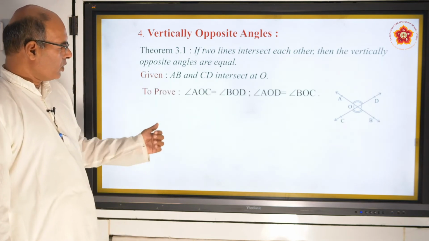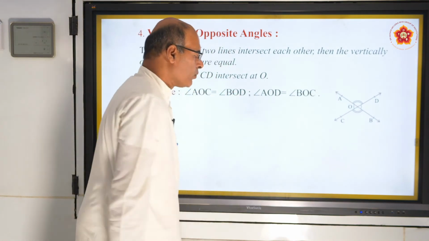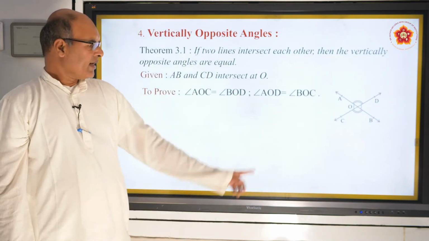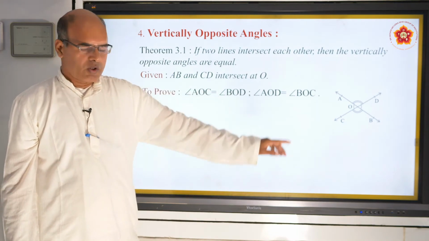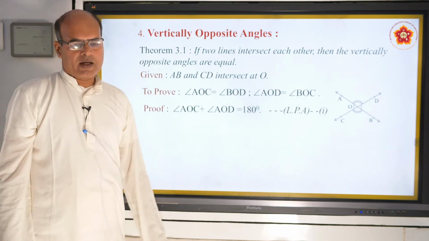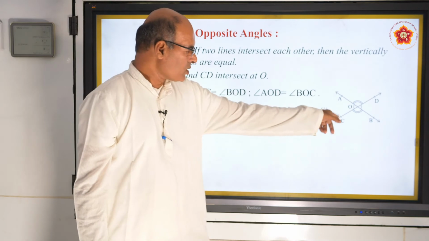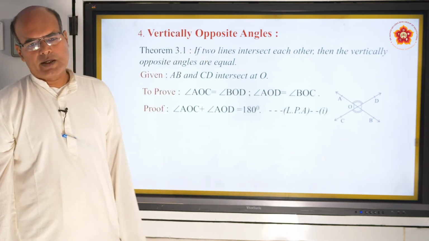To prove, we have to prove that angle AOC is equal to angle BOD, vertically opposite angles. Angle AOC is equal to angle BOD, one pair of vertically opposite angles, and angle AOD is equal to angle BOC, another pair of vertically opposite angles. Take one pair of linear pair angles. I am taking angle AOC and angle AOD. Angle AOC plus angle AOD is equal to 180 degrees.